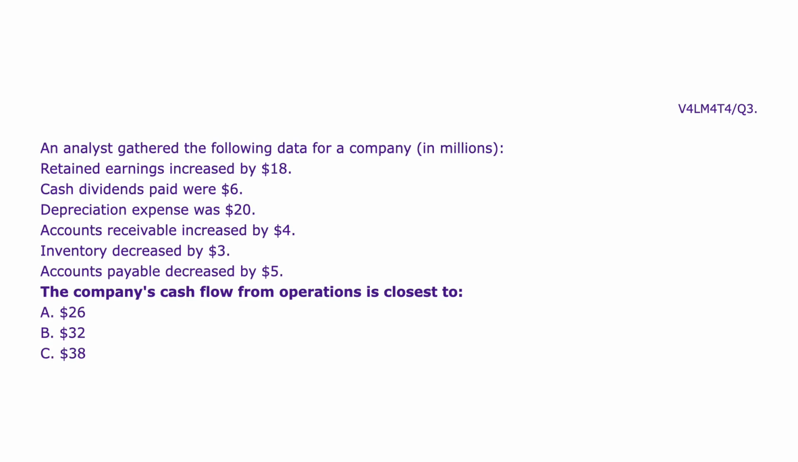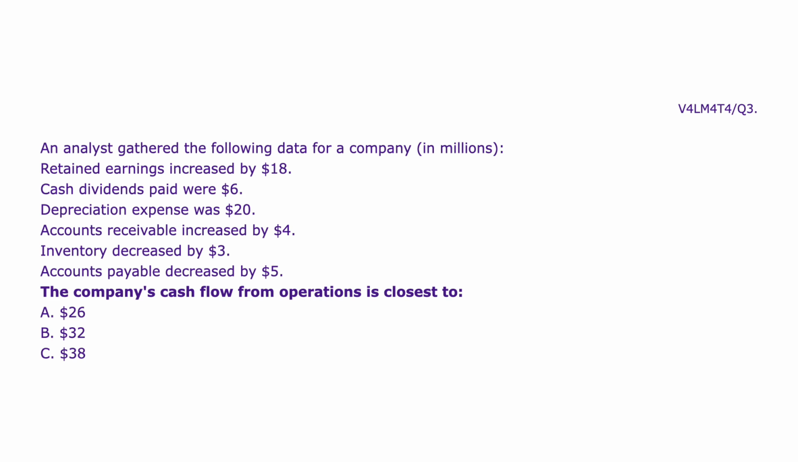An analyst gathered the following data for a company in millions. Retained earnings increased by $18. Cash dividends paid were $6. Depreciation expense was $20. Accounts receivable increased by $4. Inventory decreased by $3. Accounts payable decreased by $5.